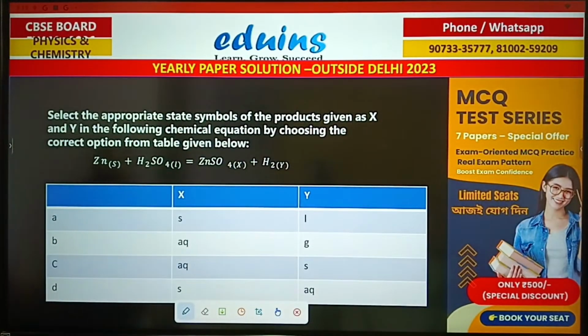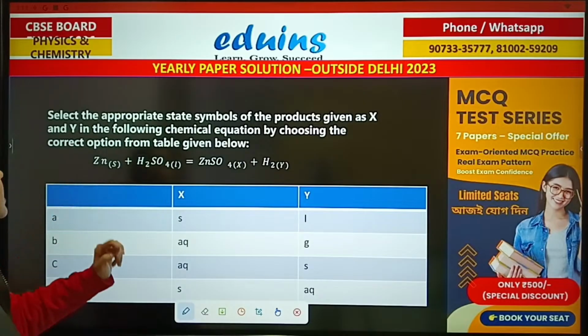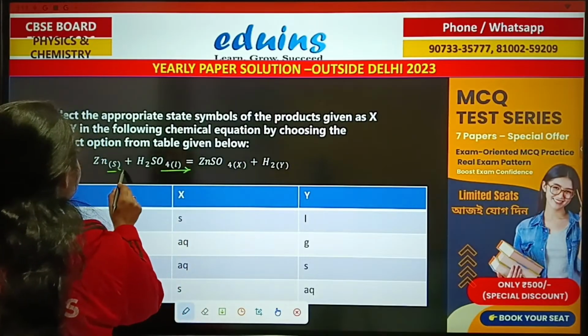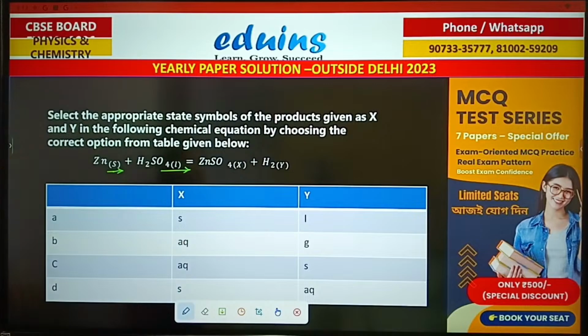Okay, now select the appropriate state symbols of the products given as X and Y in the following chemical equation by choosing the correct option from the table given below. So, Zn, solid, plus H2SO4, sulfuric acid, which must be in liquid state, equals ZnSO4 plus H2.